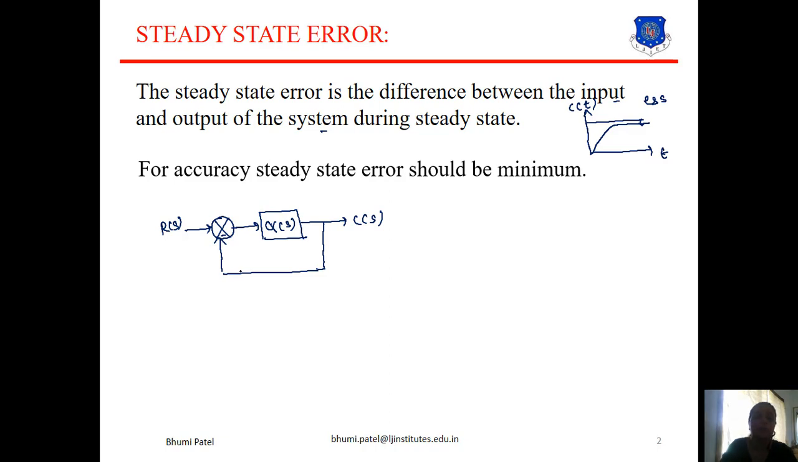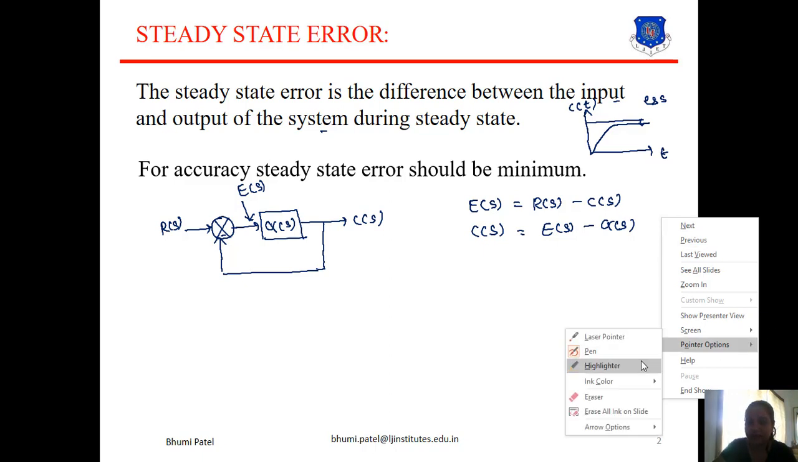So for this closed loop system, if we want to write the equation, we can get E of S is equal to, now what is E of S? It is the error signal, and the error signal is generated here. So E of S is equal to R of S minus C of S. Now the final output C of S depends upon the error signal times the system transfer function, meaning E of S into G of S.